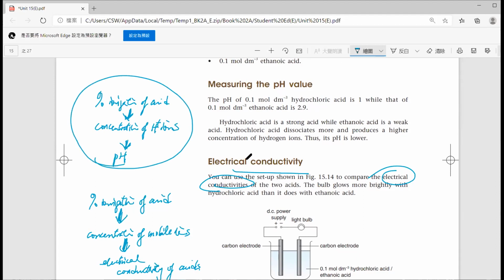So it will tell you why HCl is a strong acid. It will have full or nearly complete ionization to give out hydrogen ions. In other words, the concentration of hydrogen ions in HCl is higher than that of the weak acid. So the pH of it is lower.